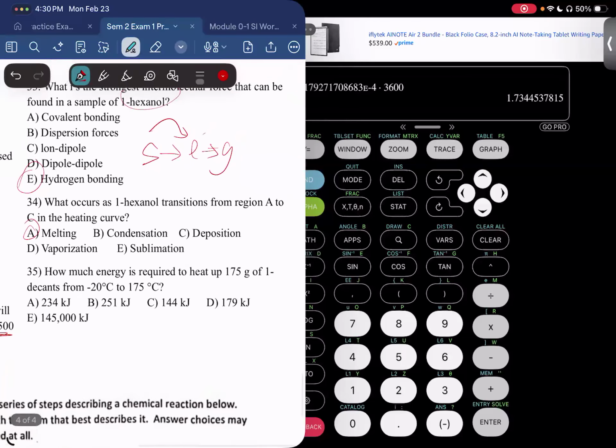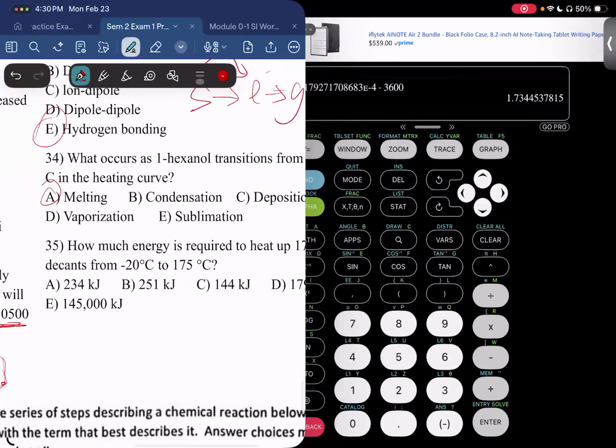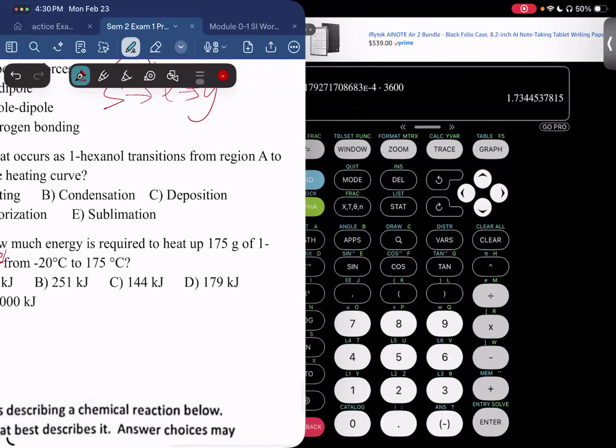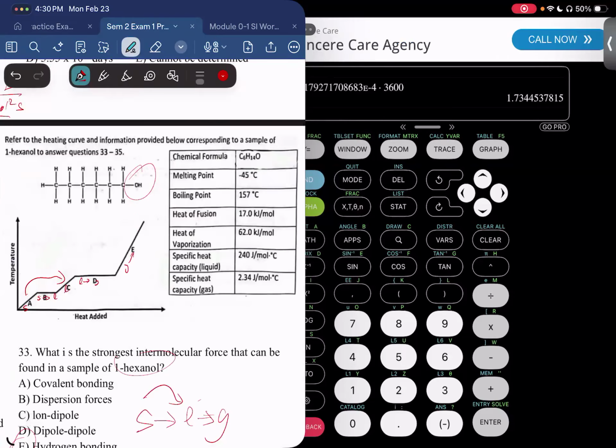All right. This is a long question. I made a little typo here. This is supposed to be one hexanol. But we have to go from -20 to 175, and we're given all this information.